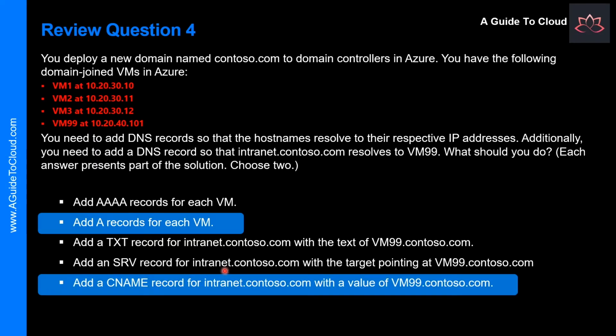Let me explain why this is the correct answer. In this scenario, the host names have IPv4 IP addresses. Thus, to resolve these host names, you must add an A record for each VM. To enable internet.contoso.com to resolve to VM99.contoso.com, you need to add a CNAME record. A CNAME record is often referred to as an alias.